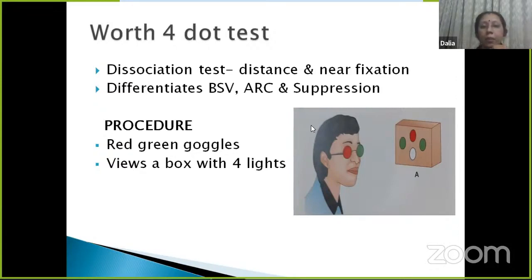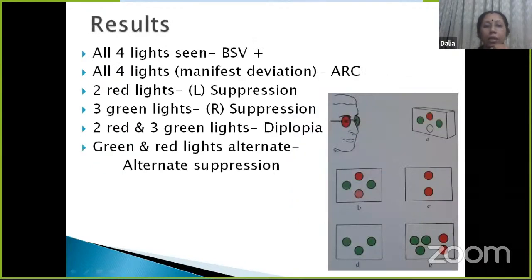The procedure is that the patient wears a red-green goggle, and by convention, red is before the right eye and green before the left. The patient views a box of light with four lights: two red, one green, and one white light. The results are interpreted as follows. If the patient says he is seeing all four lights, red, two green, and the white, which is a mixture of red and green, that means the patient has binocular single vision, provided he doesn't have any squint.